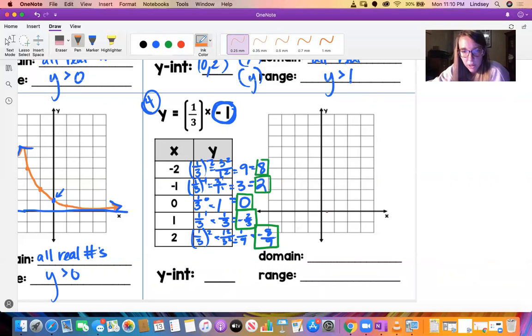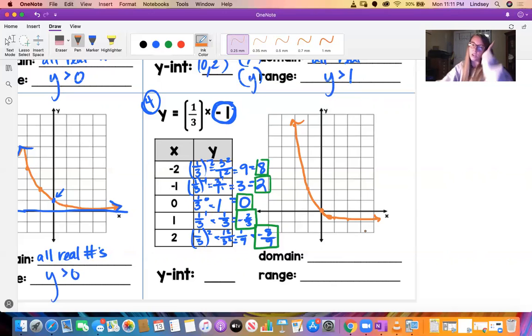So let's graph it. We have negative 2, 8. 1, 2, 3, 4, 5, 6, 7, 8. We have negative 1, 2. We have 0, 0. We have 1 and negative 2/3. And then we have 2 and negative 8/9, which is going to be about right there. All right, so once again, you can see that the graph forms this curve.